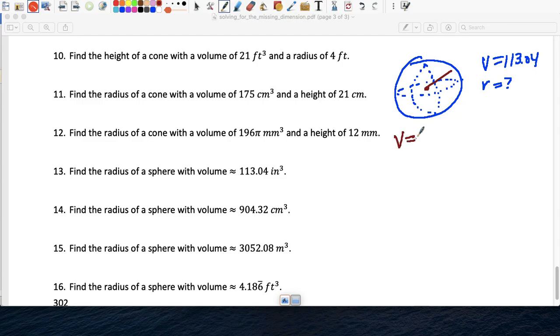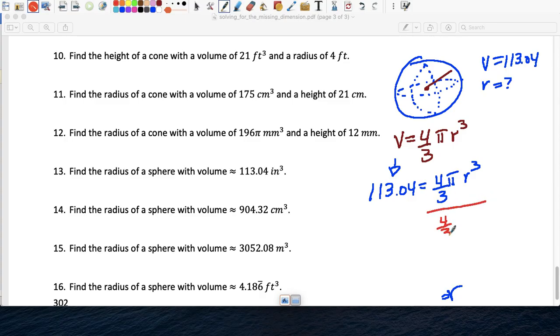So volume is 4/3 pi r cubed. Be very careful. Instead of V, now we replace that with 113.04 equals 4/3 pi r cubed. Well, remember, I want r by itself, and I want r to the first power, not r cubed. So I'm going to have to deal with that. First of all, let's divide both sides by 4/3 pi. That allows me to finally isolate r cubed.